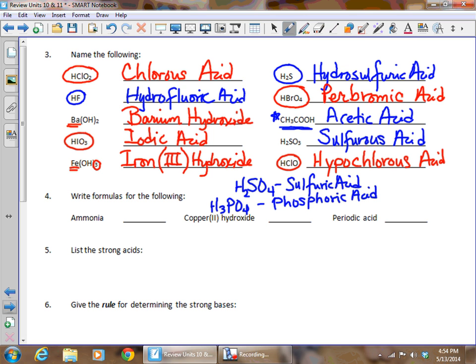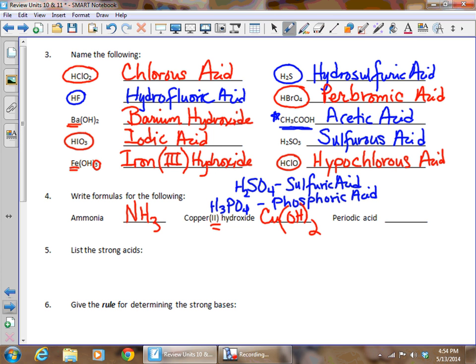And as far as writing formulas for them, remember ammonia is the base that I expect you to know, NH3. Copper 2 hydroxide: if you know what the charge is on copper, it makes it really easy because all we have to do is look at the Roman numeral and it will tell us how many hydroxides we need to put.